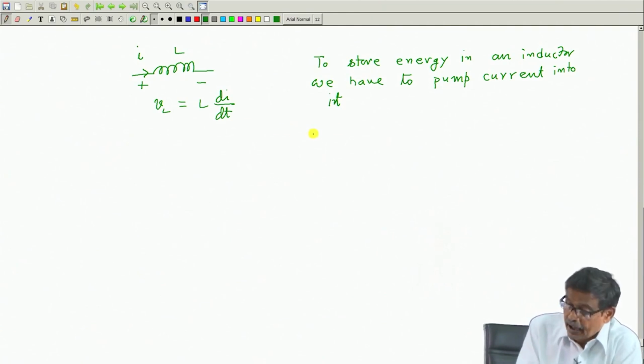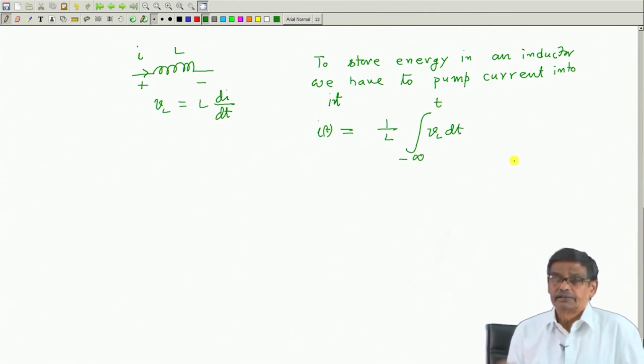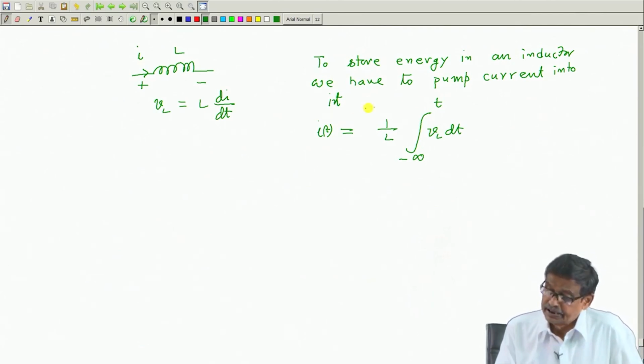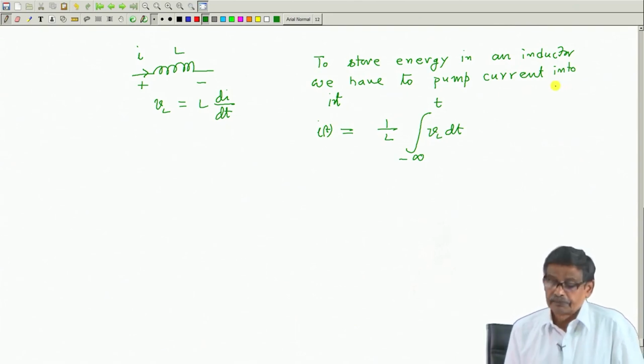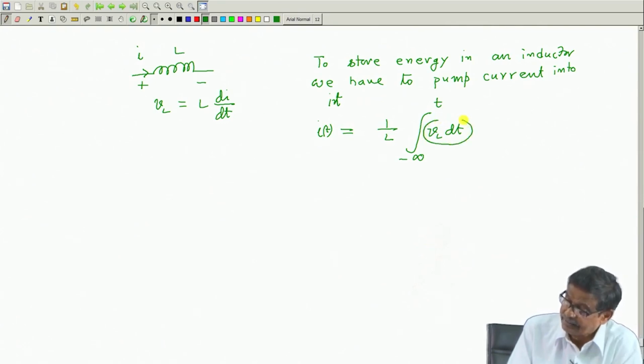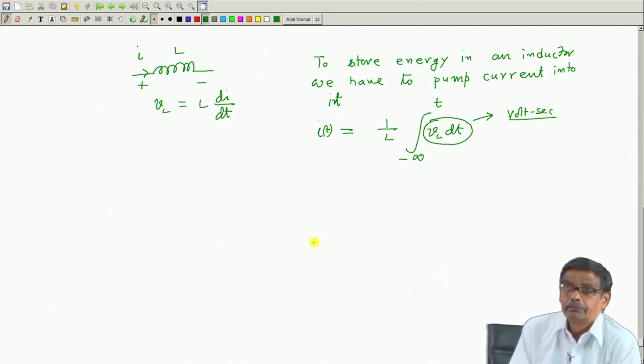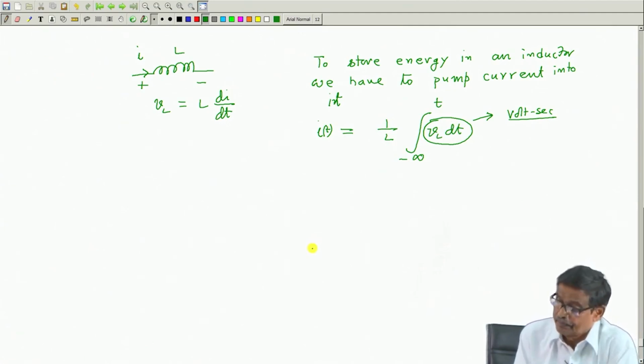Now, you see, I wrote several times I is equal to 1 by L integral of V_L dt. This is the value of the current in general at any time t from minus infinity. So, to store energy in an inductor, we have to pump current into it, and to pump current into it, this quantity, dimensionally, is volt second, is it not? Whatever will be the result, it will be a multiplication of voltage into time.